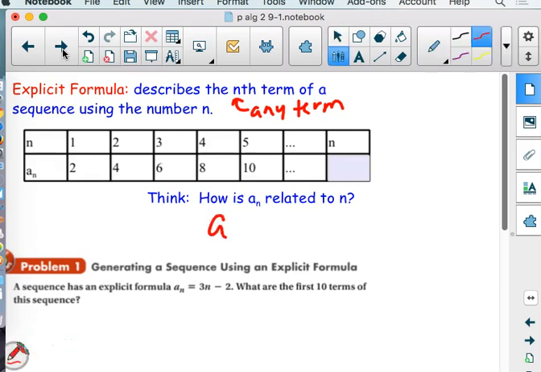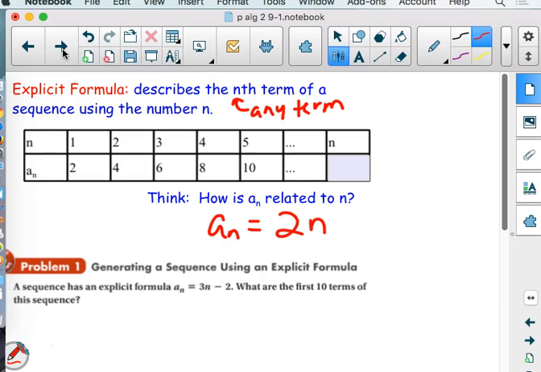So to find any term, that's what a sub n means, take 2 times the number of the term, which is n. So if I want the 100th term, 100 times 2 is 200. Big deal. I found the 100th term. That's all we have to do.